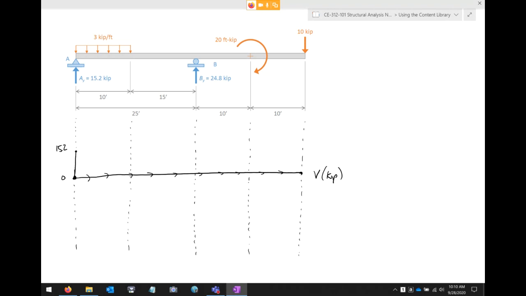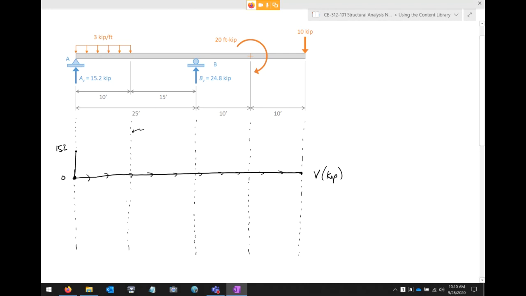Now, if I jump up to 15.2, what do I do from here? Well, what do I do from A to this point right here? How much do I go down? I'm going to ask Chad. If I'm at 15.2, I'm going to go down. How much am I going to go down? Okay, so -3. -3 is the slope. Okay, so I'm going to go down 3 kips per foot for 10 feet. So that's 30 kips. That'll put me down at -14.8.